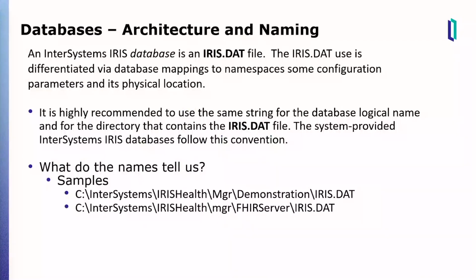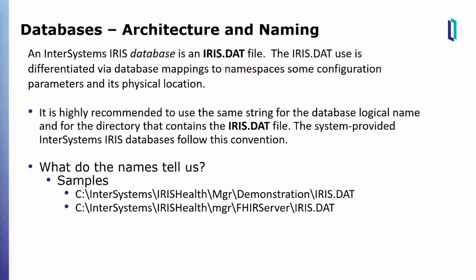So, databases, architecture, and naming. It seems like it's fairly obvious, but what you really need to do as you're building your system out, understand that you're creating a structure underneath. It's a database system where iris.dat is going to be the name of the database file. For every namespace, and not always, but usually every namespace has its own database.